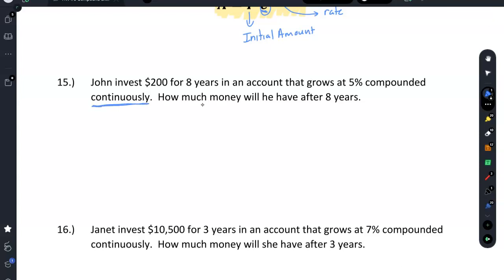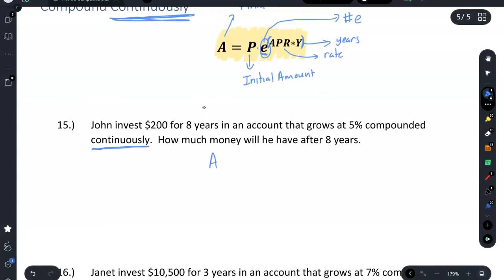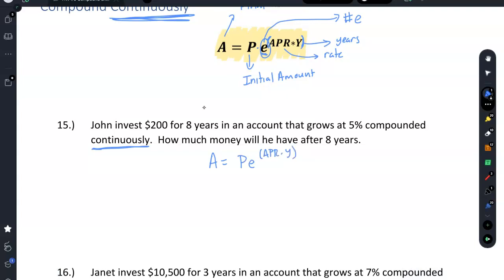So as soon as I see that, I rewrite my equation. And I do think if you get nothing else out of this video, that's the most important part, is you want to always just start with the equation and then just fill in what you know. He invested $200, so this would be $200. E is E. This was at 5%, so that would be 0.05. And this was for 8 years, so times 8. I'm going to put parentheses around that. And I have A equals this.